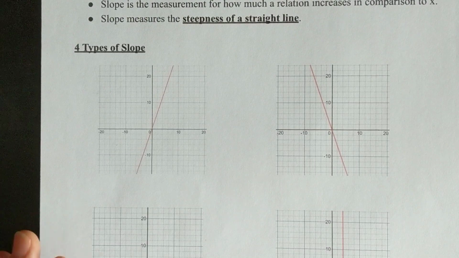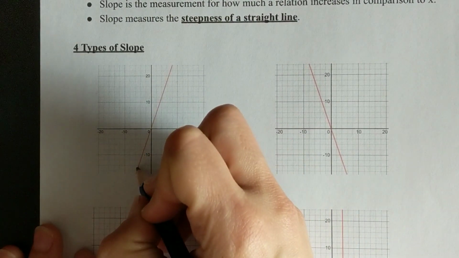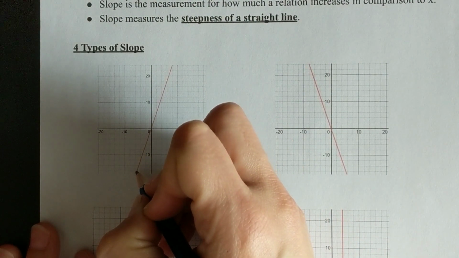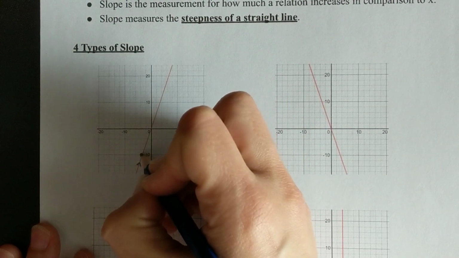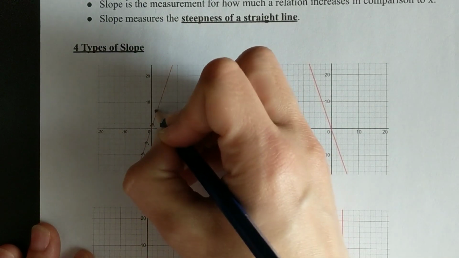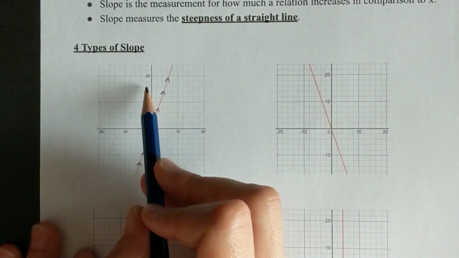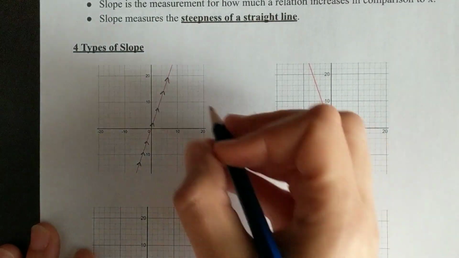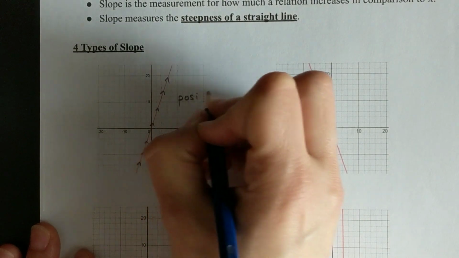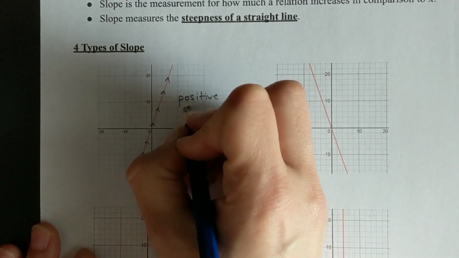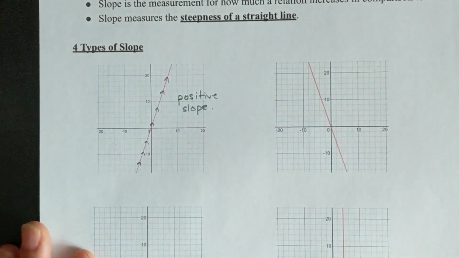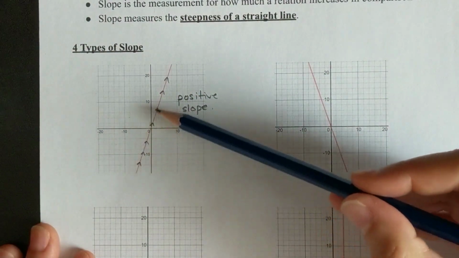With these first 2 lines, if you were walking along the line from basically the beginning of the line and working through, you would go upwards. Always read your lines from left to right. So as we go from left to right, your numbers in the y are getting larger. This is what we call positive slope, and that's because the graph is going up in the positive direction.